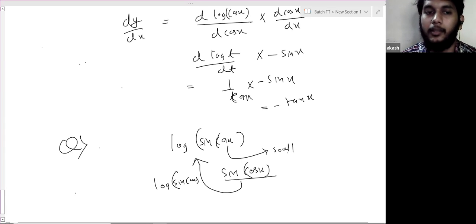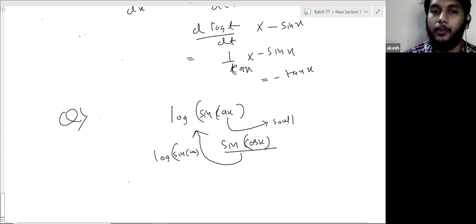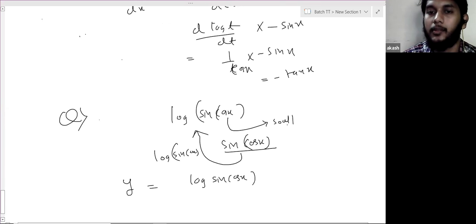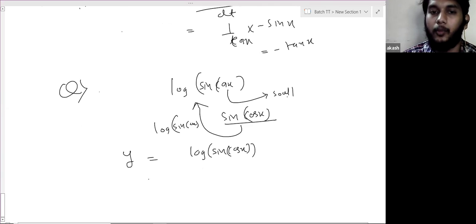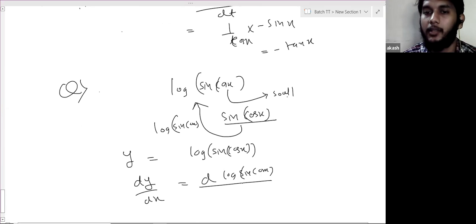We have three functions together. And again, they are not multiplied. So what can we do? y equals log of sine of cos x. Same formula, same method. This is differentiation of log of sine of cos x. First, we differentiate the soul. So which soul possessed log? Sine of cos x. So differentiate with respect to sine of cos x.